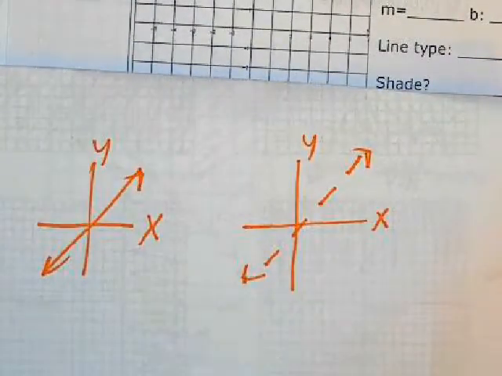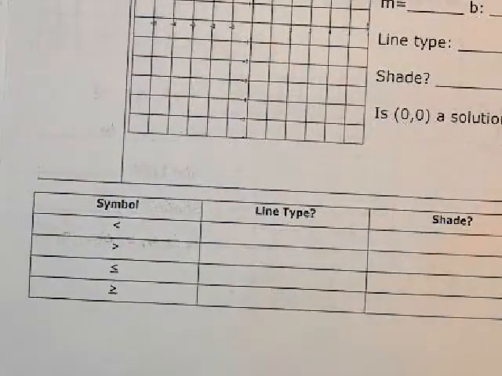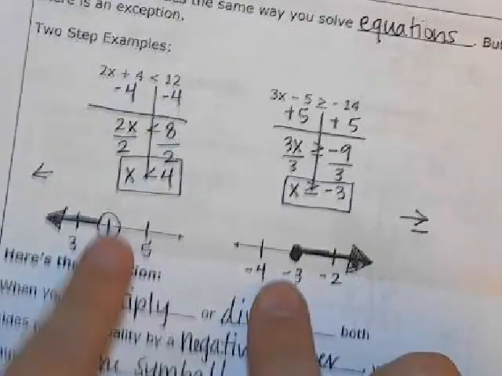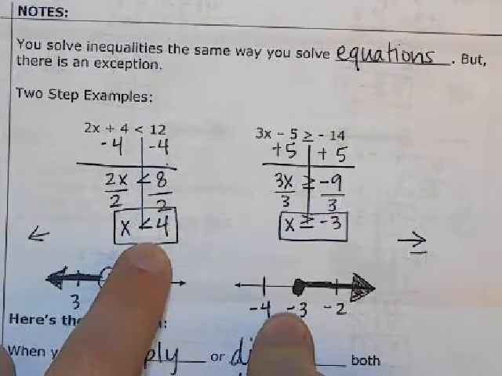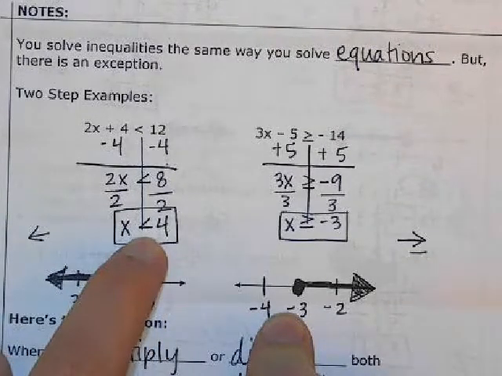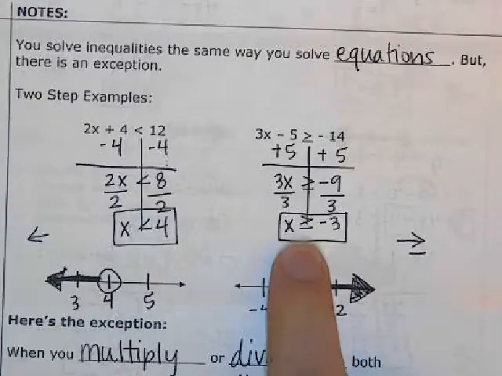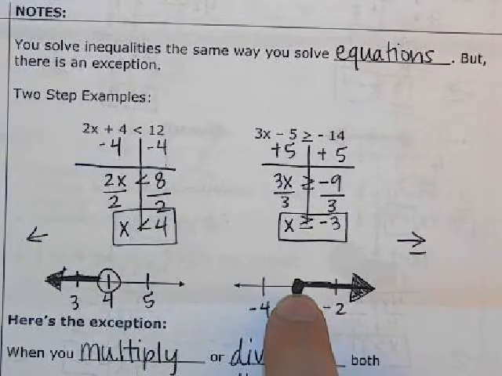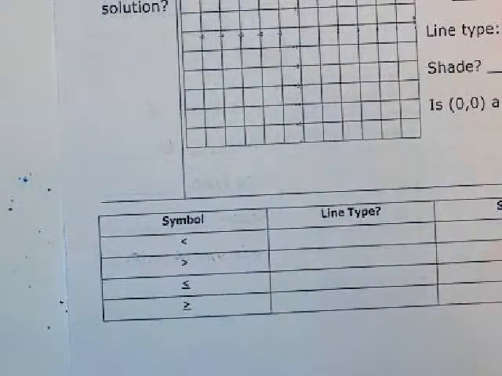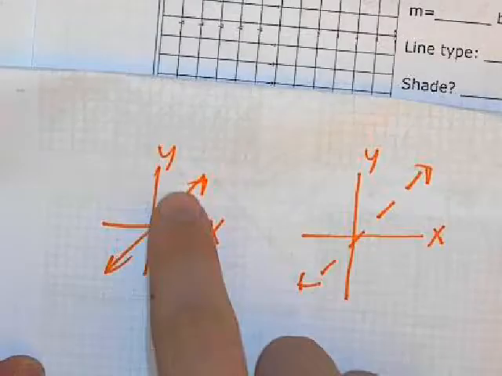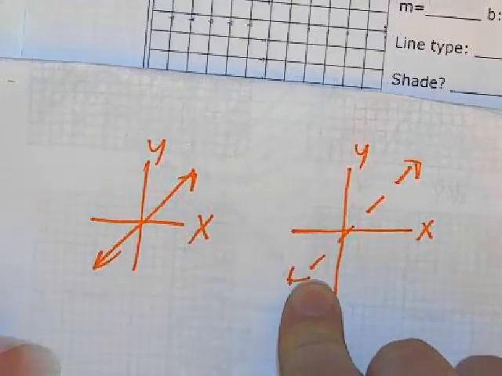Now, I got to decide what determines the difference. Okay, well, look right here. Remember this? If you did not have a line under the symbol, what type of dot did you have? Open. If you have a solid line under the symbol, you have a solid dot. Okay? So for today, you have a solid line or a dashed line.